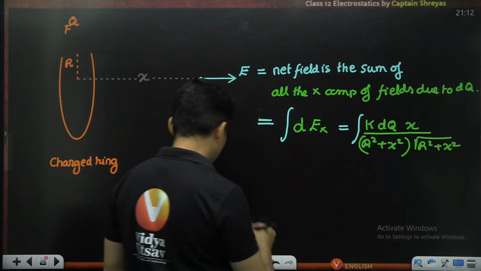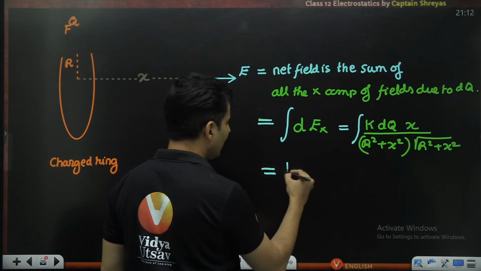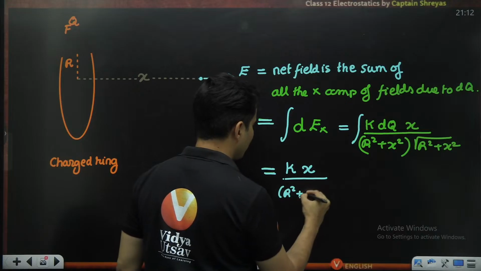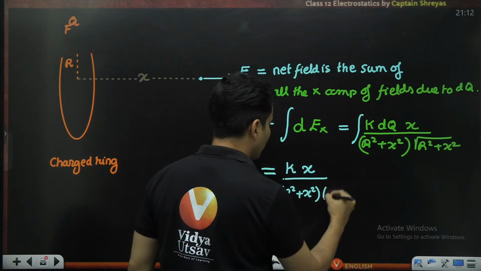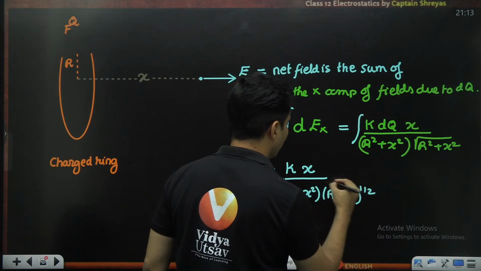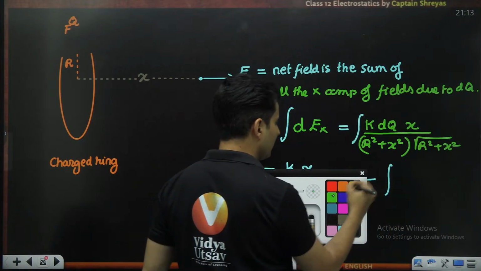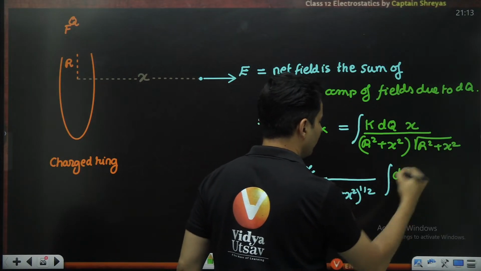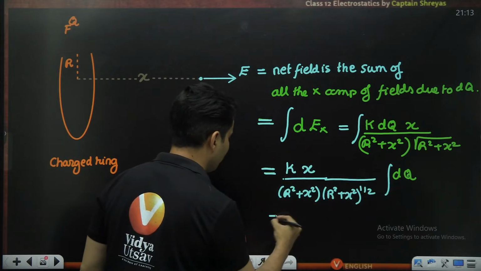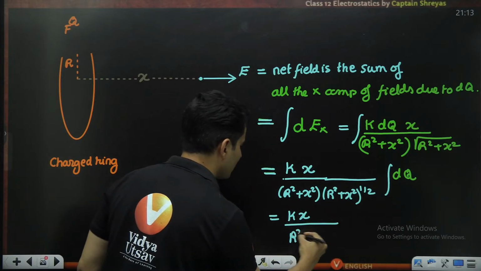So you will notice that most of the things will come outside, like k, even x, even r square plus x square. Root of r square plus x square is r square plus x square raised to 1 by 2. The only thing which remains inside that integration is just the integral of dq. Don't worry, what is that integral of dq? I'll tell you in the next step. So this is kx. And what is this r square plus x square?